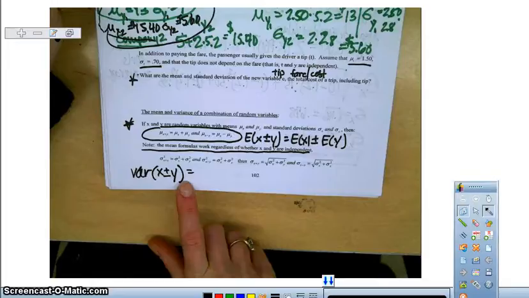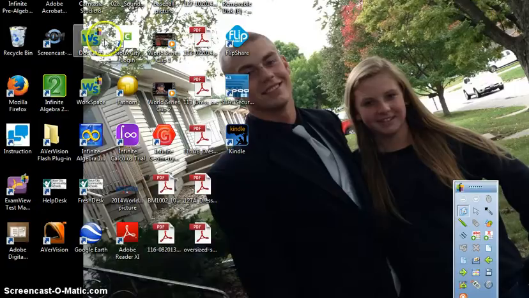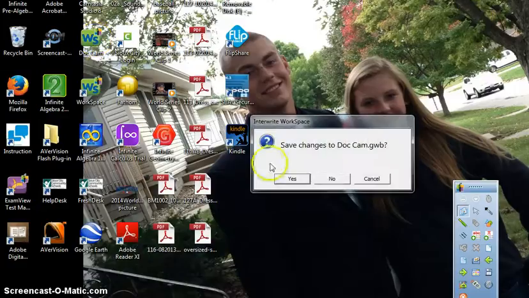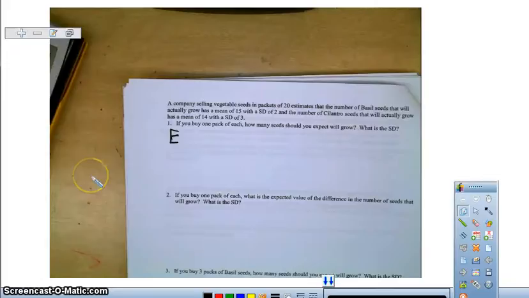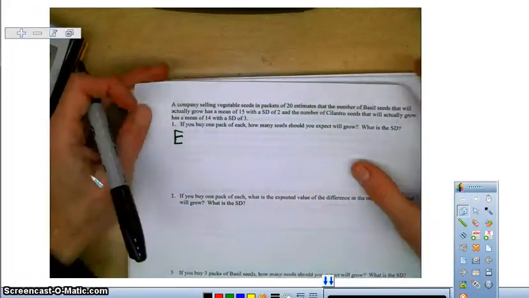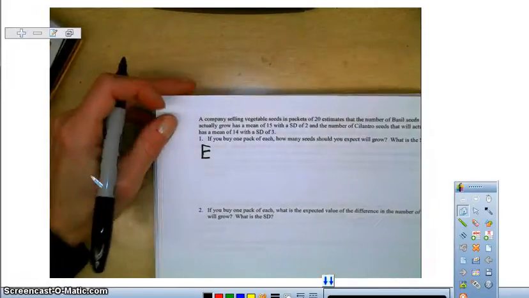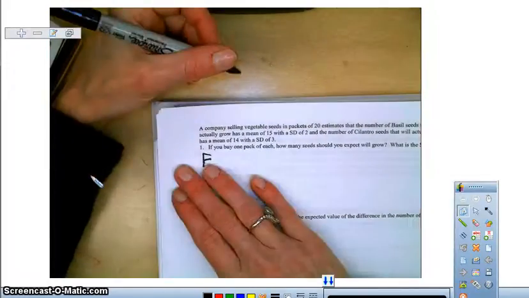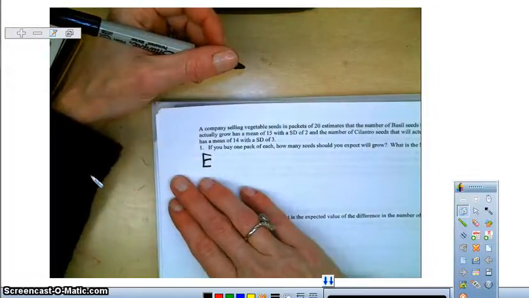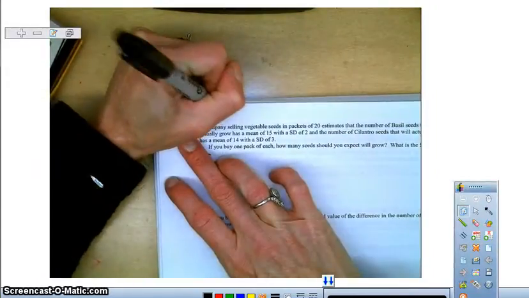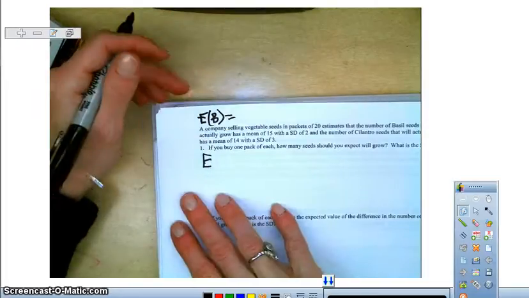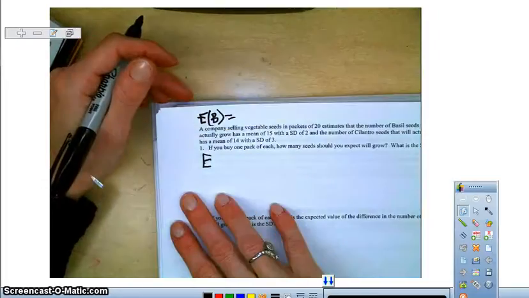So we need the expected value. First of all, we need to define our variables. What kind of seeds do we have? We have basil and cilantro seeds, right? So the expected value of basil seeds is what? How many basil seeds do we expect to grow?